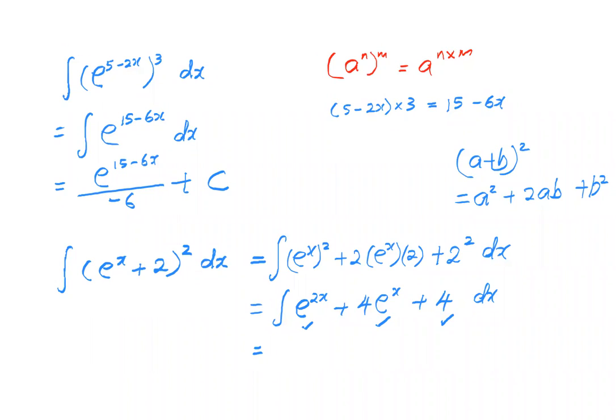Okay. So I have e to the power of 2x, copy down the whole thing, divide by the coefficient of x, plus 4 e to the power of x, copy down the whole thing, divide by the coefficient of x. I am a beginner, so I will write that down to remind myself: always must divide by the coefficient of x. Plus the integral of a constant is the constant times x, plus another constant. Got it?